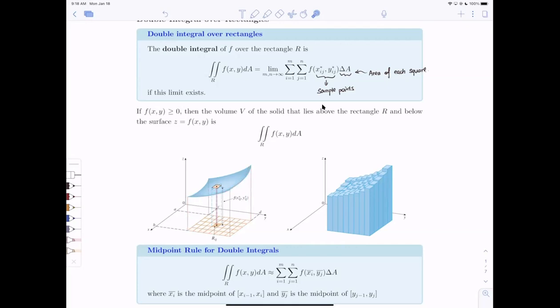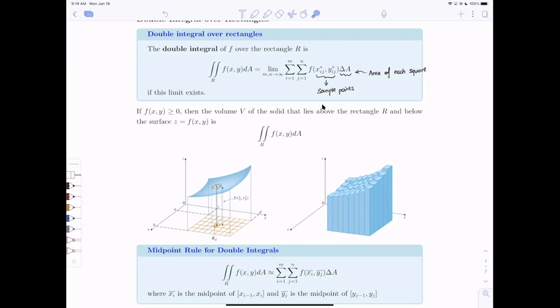And this sample point, you can pick it to either be the middle point, the upper right corner point, lower left corner point, whatever you want. That is why we have a star here, because this sample point, you don't know what it is yet. You need to let it be something.